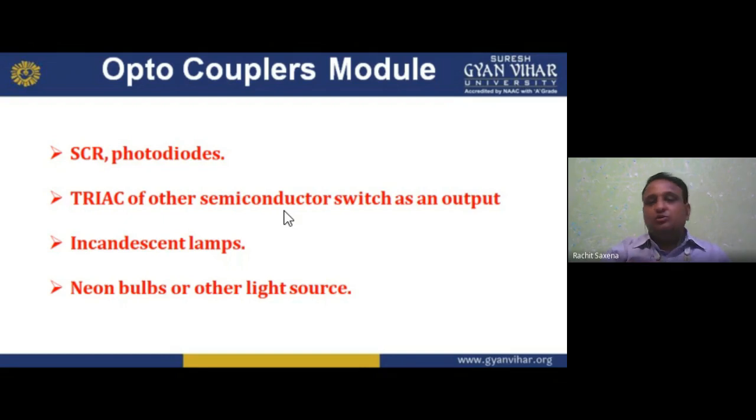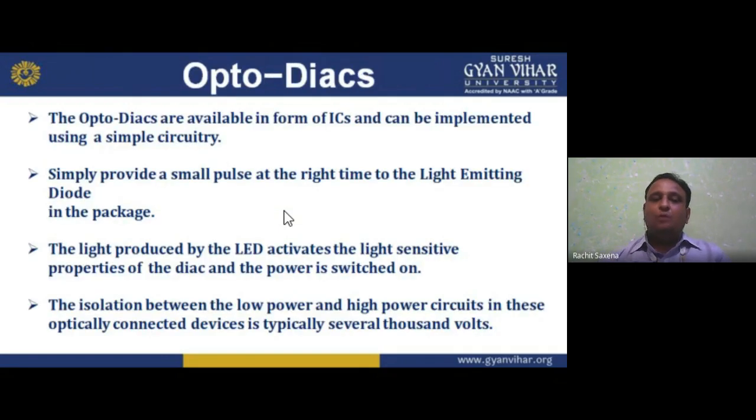Okay, so we use the SCR, photodiodes, a triac or other semiconductor switch as an output, and incandescent lamps and neon bulbs or other light sources for light emitting. I hope you understand. Now, optodiodes. What are optodiodes basically?